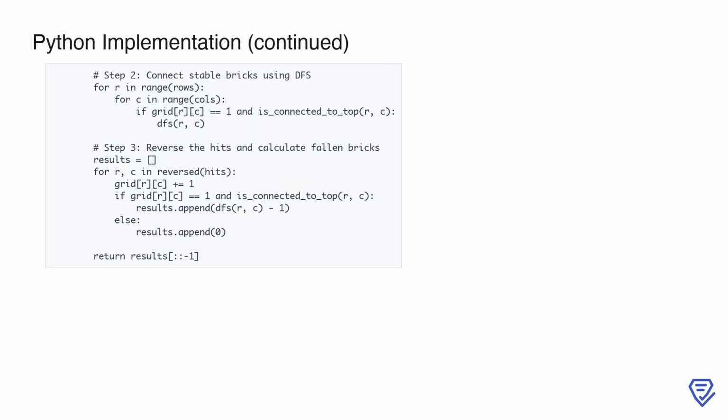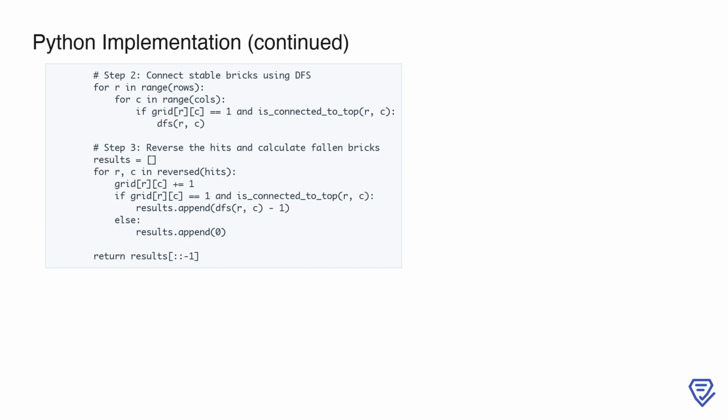Next, we move to the second step, where we use depth-first search to connect all stable bricks. We iterate through the entire grid, and whenever we encounter a brick that remains unbroken and is connected to the top, we perform a DFS to mark all bricks in its connected component as stable.